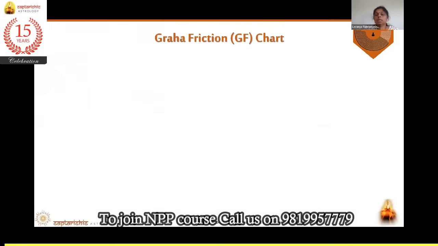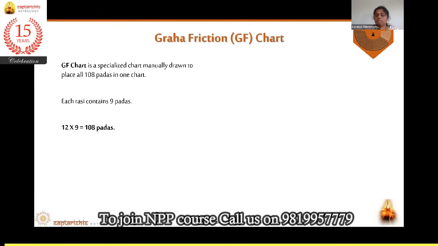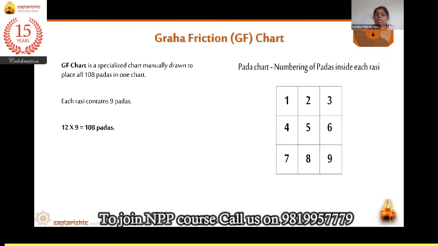So, what is a Graha Friction Chart? It is a specialized chart manually drawn to place all the 108 padas in one chart. Each Rashi contains 9 padas, correct? So 12 times 9 will be 108 padas, which we already saw in the initial slides. Now, this is the pada chart. Each Rashi is divided into 9 parts like this.